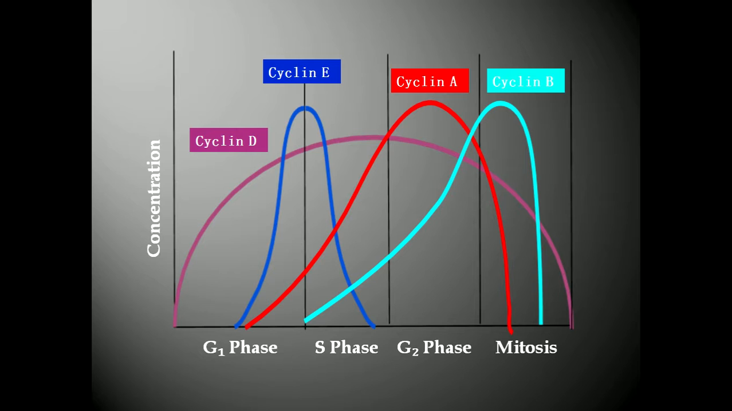Kinases are dependent on cyclins, and they are enzymes that phosphorylate, or add a phosphate group to, proteins in order to activate or deactivate them. This cyclin-dependent kinase, or CDK for short, is present in all stages of the cell cycle, while cyclin has different forms or concentrations of itself present at the different stages, as seen on the screen.